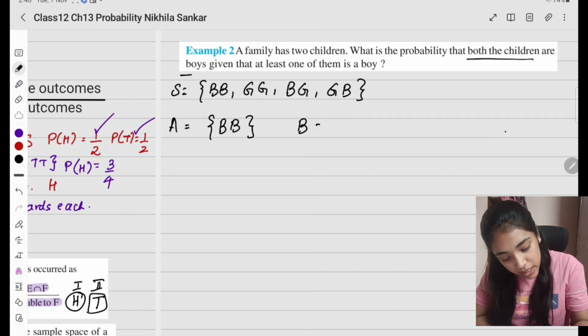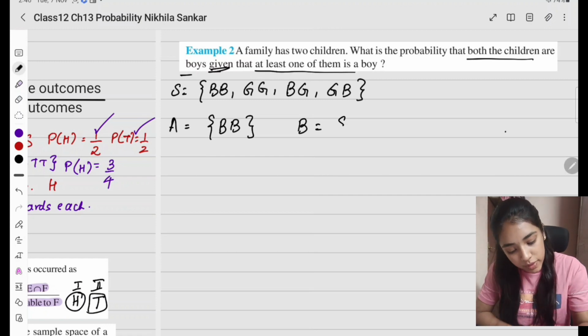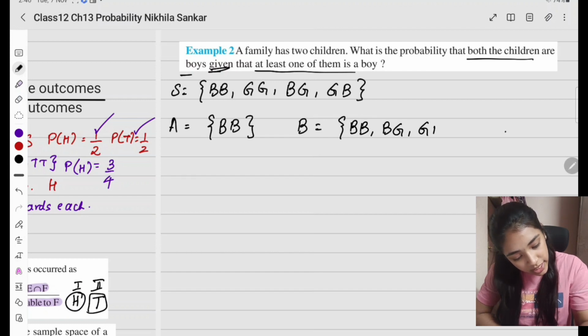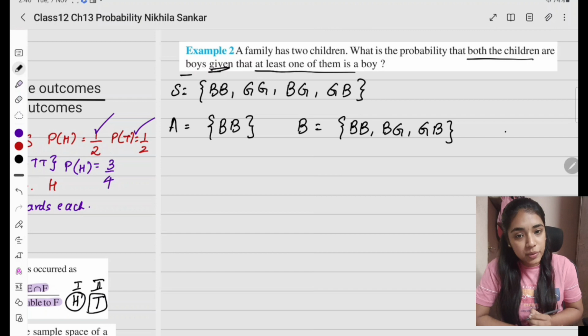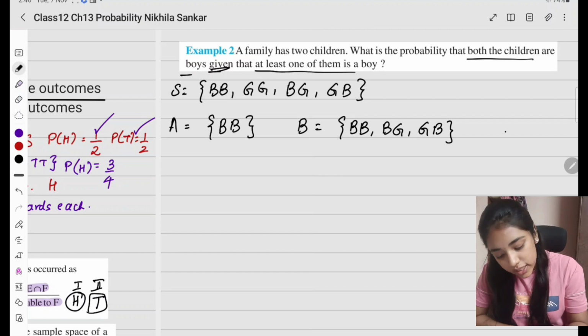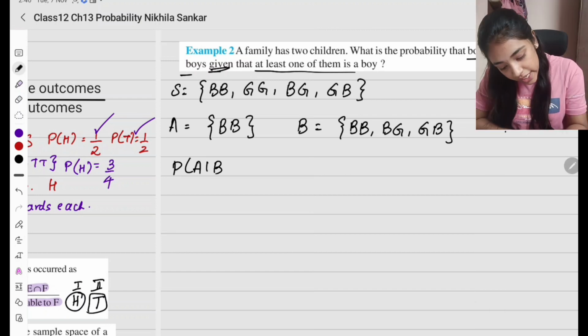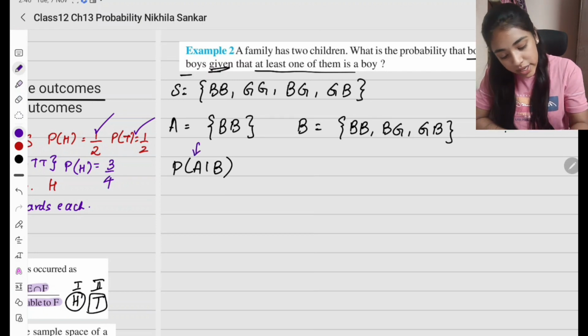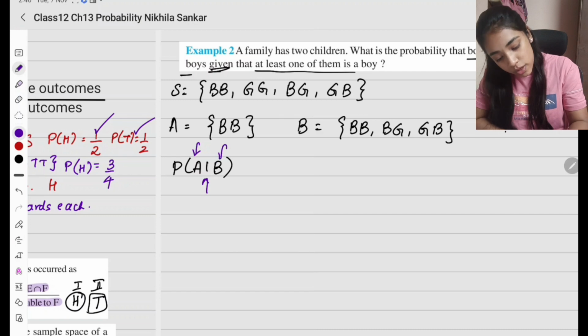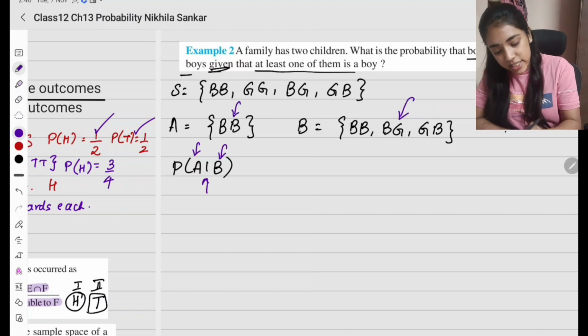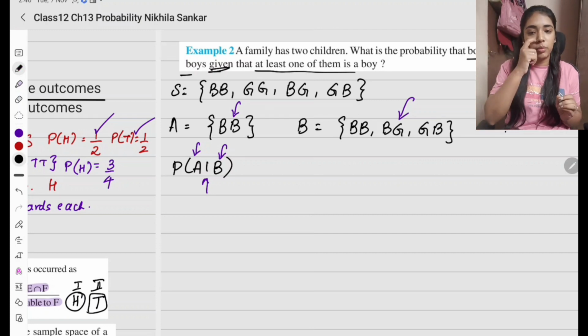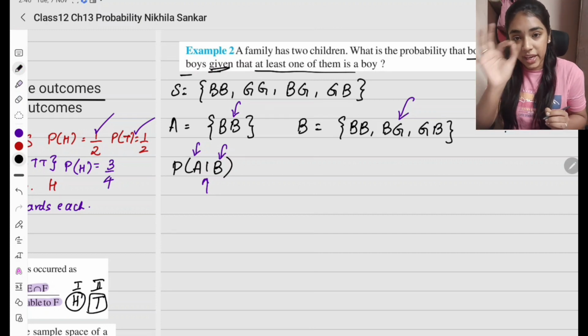Now what is my B? B is going to be given that at least one of them is boy. At least one of them is boy. Na enna options irukku? BB, BG and GB. So these are the different possibilities. Correct? Now they are asking for the probability of A given B. Question purjudha, they are asking both the children are boys given that at least one of them is a boy. So at least one of them is a boy da idu, both are boys da idu. So we are going to find the conditional probability of probability of A given B.